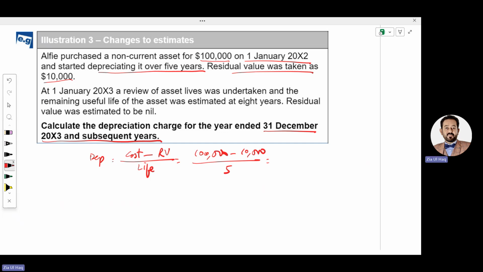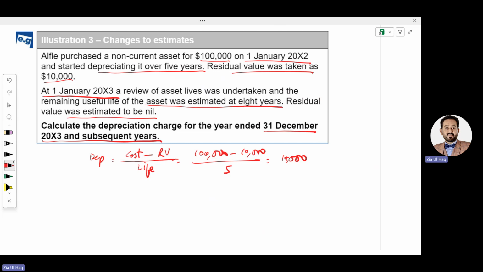Calculate once again. 90,000 by 5 is 18,000. 18,000 depreciation. At 1st January 20x3, next year, a review of asset life was taken and the remaining useful life of the asset was estimated at 8 years. Residual value was estimated to be nil.